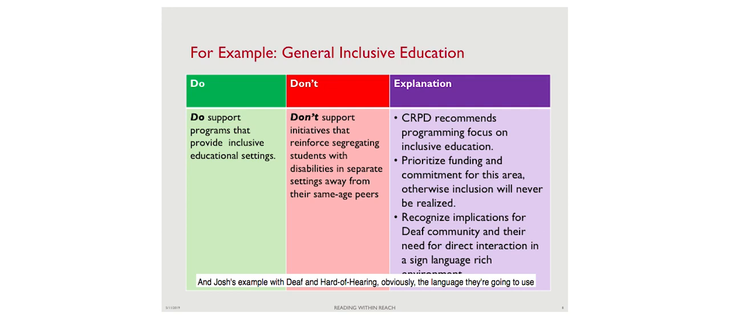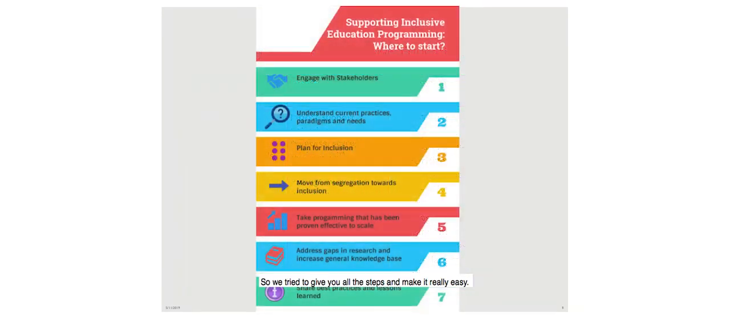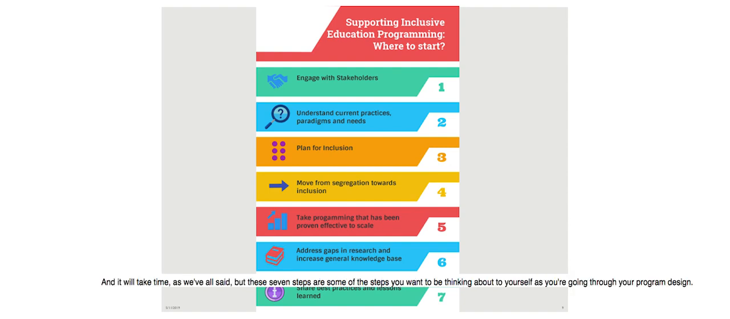Obviously, the language they are going to use, hopefully, the most when they're very small is sign language, if we can encourage its development. And so you would want them in touch most of their school day with a teacher who could sign. And so maybe you're going to need to have them in an environment in the school where that's happening, and that's maybe not going on as frequently for the hearing children. So you need to think carefully about these do's and don'ts so that you can really end up with your best general inclusive education possible. So we tried to give you all the steps and make it really easy, but this gives you, again, a sense of how systemic this work is. In order to really make the social model come to life, we're talking about deep systemic change, and it will take time, as we've all said.